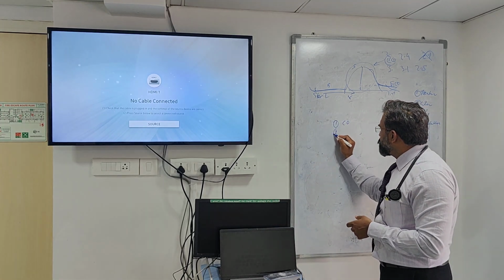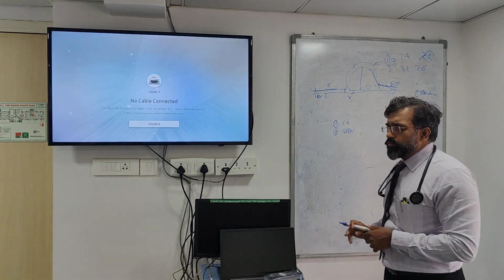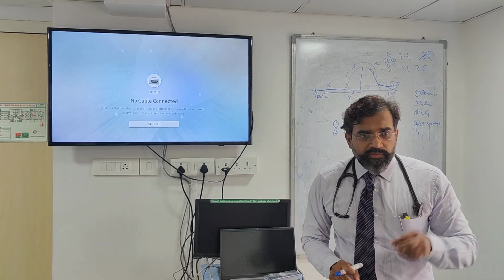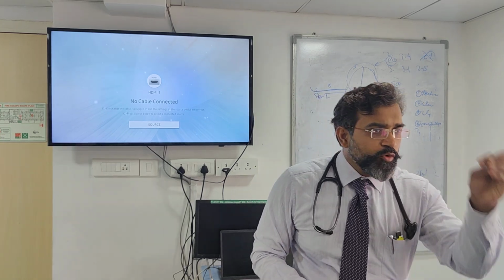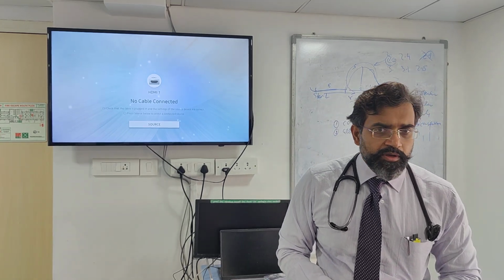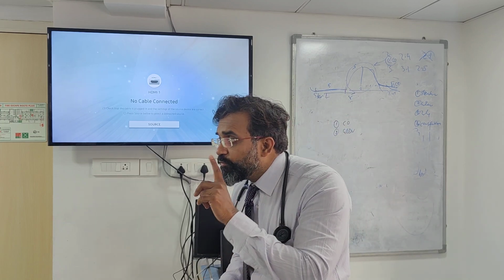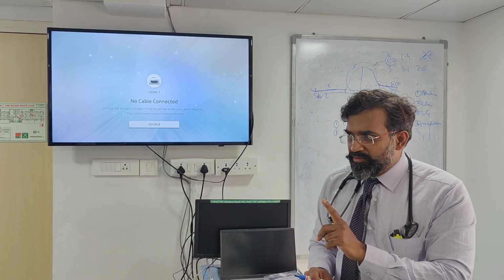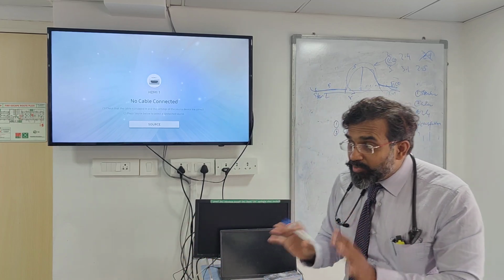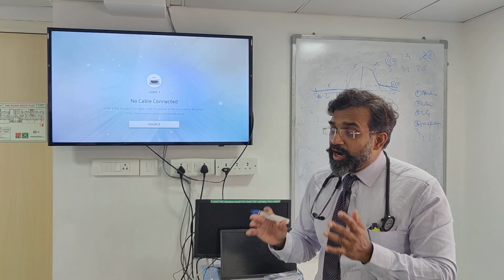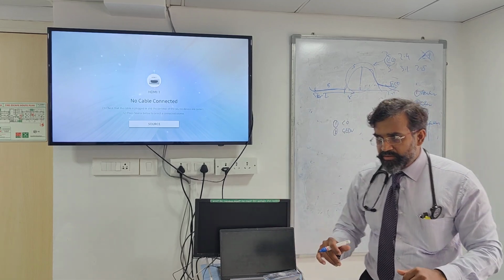The next value that you see is called global end diastolic volume. GEDV is a very important value which is equal to the amount of fluid in the 4 chambers of your heart. It's only the 4 chambers of your heart, not the thorax. Whereas ITBV is the heart plus the pulmonary circulation.